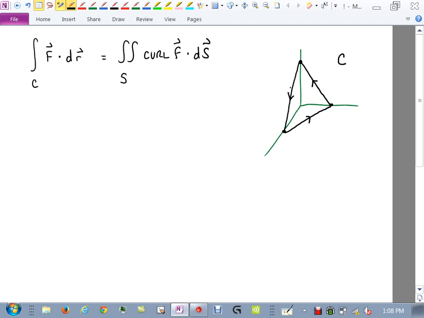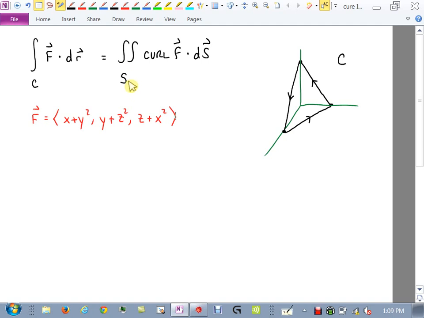Now the vector field they give us is the vector field x plus y squared, y plus z squared, z plus x squared. So Stokes' theorem says again that instead of doing the line integral over the curve C, we can do a double integral over S. Now, what's S here?